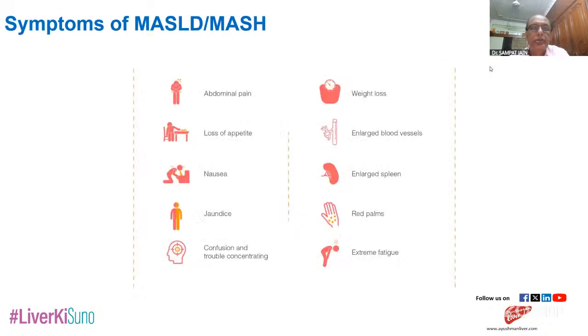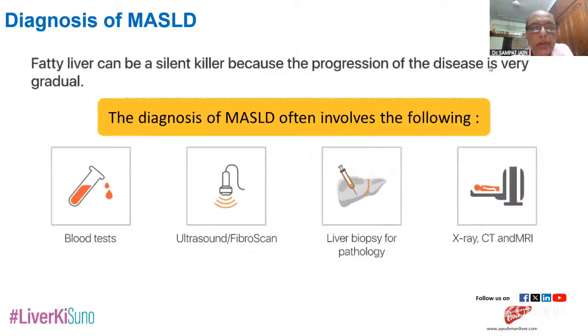What are the symptoms? Many times non-specific symptoms, may have extreme fatigue, loss of appetite, nausea, jaundice, and abdominal pain, weight loss, enlarged blood vessels seen over the skin, enlarged spleen, either palpable or seen in the sonography, red palms, or in extreme states, confusion and trouble concentrating.